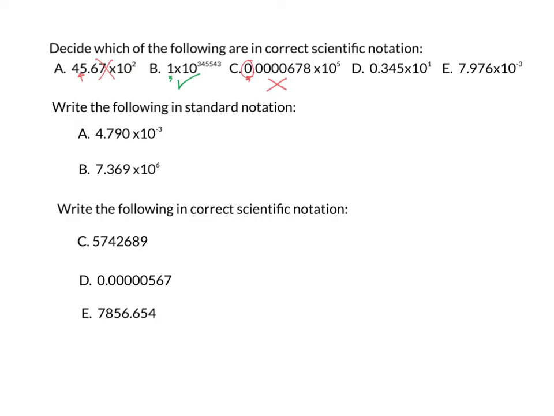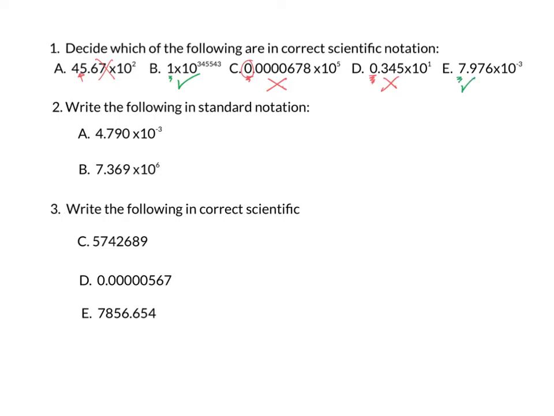Pause the video for part D. Letter D is incorrect because we do not have a whole number in front of the decimal place. Pause for E. And here we see that letter E is correct. In part 2, you're asked to write the following in standard notation.